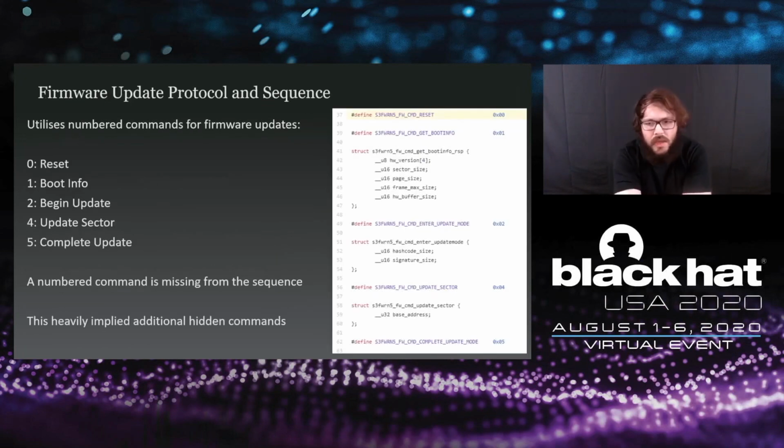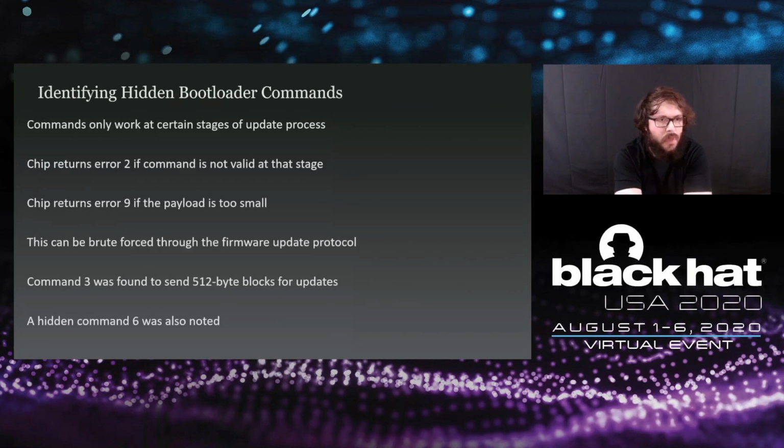Looking at this further and looking at this open source driver, I found that it had commands well defined in there for me to look at. So command 0 was defined as reset, command 1 was boot info, command 2 was beginning the update, command 4 was to update specific sectors, which included an address and the data itself, and 5 verified the signature and hash together in order to complete the update. Because there was no command 3, it made me think that there were some hidden commands that weren't used by the firmware update but may have some extra functionality.